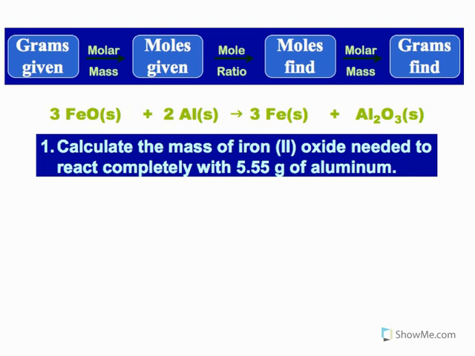So number 1 says, calculate the mass of iron 2 oxide needed to react completely with 5.55 grams of aluminum. So what you want to start with is what you were given. And you were given the fact that you've got 5.55 grams of aluminum. And looking at that chart, since we can't compare grams of one substance to grams of another, we've got to find out how many moles. So the very first thing we have to do is go from grams of aluminum to moles of aluminum.